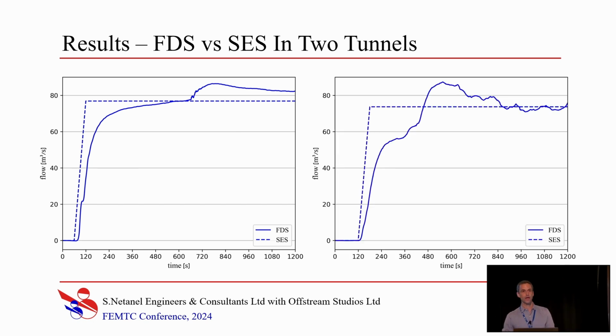Next, we have another tunnel. And here, again, there's a bit of a delay from the boundary. That is what you would expect. No cross passage here, just more perturbations. And it converges to the steady state flow with a difference of less than 2% from the SES results.